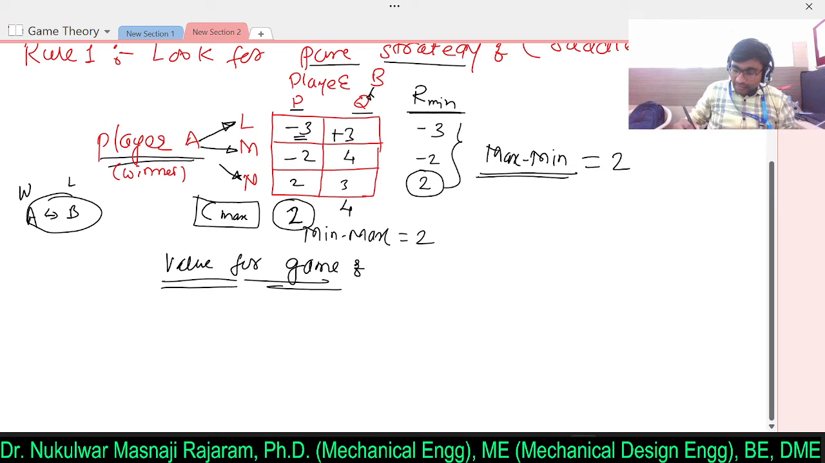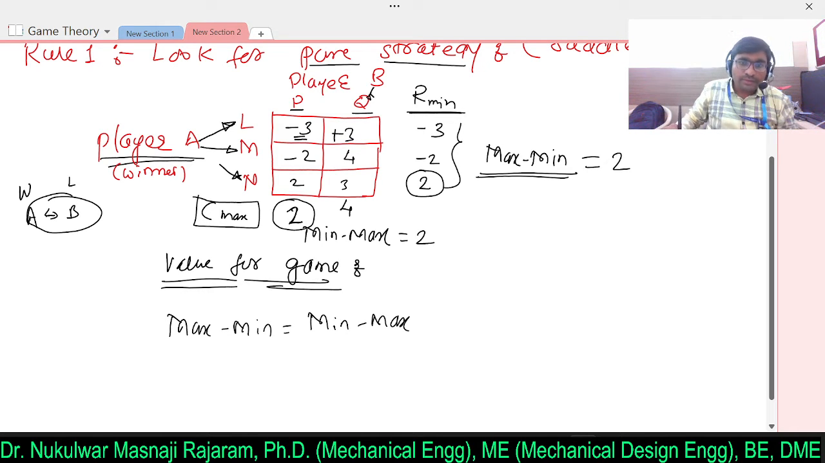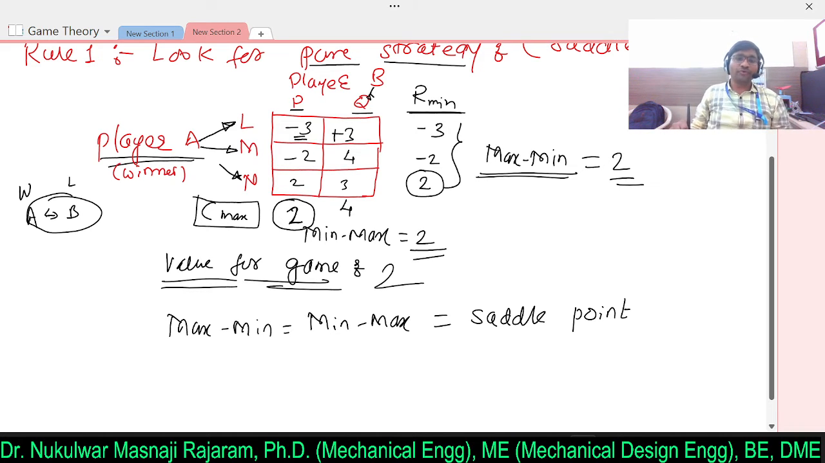So here, in the problem statement, if max-min is equal to min-max, then that is nothing but the saddle point. Clear? So here if you observe, max-min or min-max is equal to 2, and that is nothing but the value of the game or value for the game. Clear? So here we need to consider the saddle point.